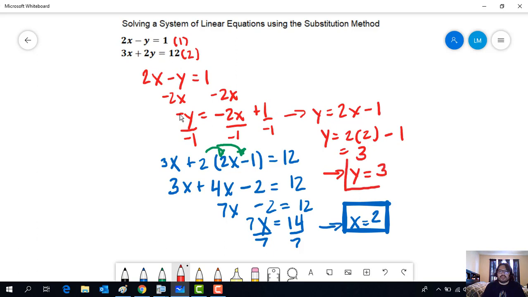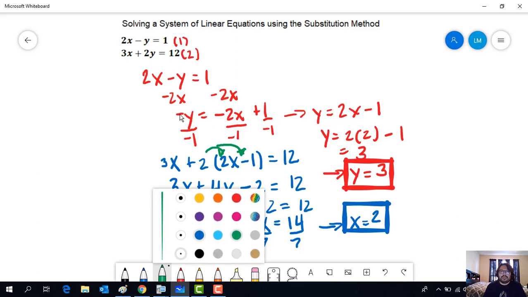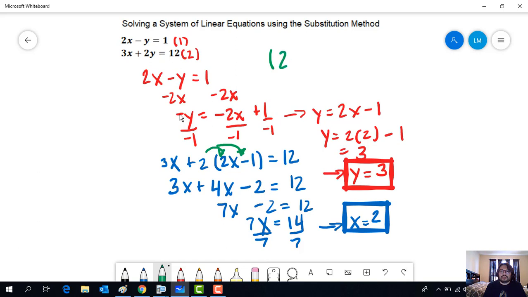So we have the second variable now, and we have our solution. So our solution will be as follows. It will be the ordered pair, not 3. Okay, so not 3. The solution will be the following ordered pair, 2, comma, 3. And then we can just box that in too.